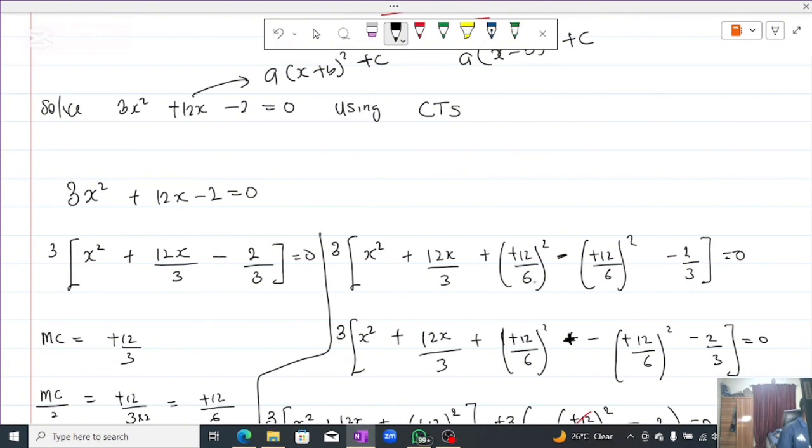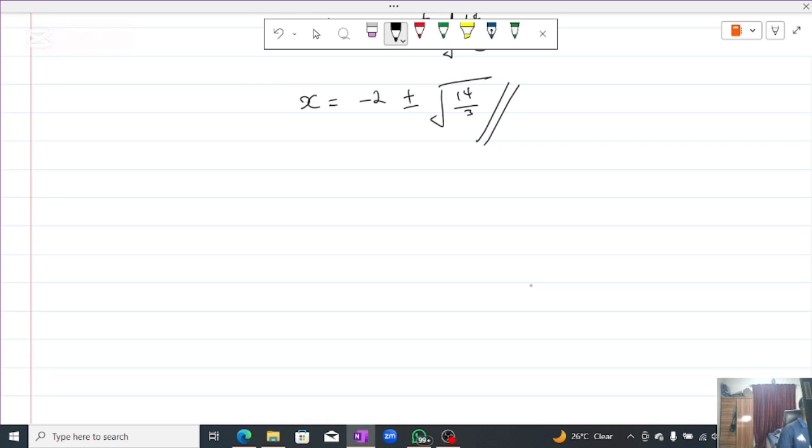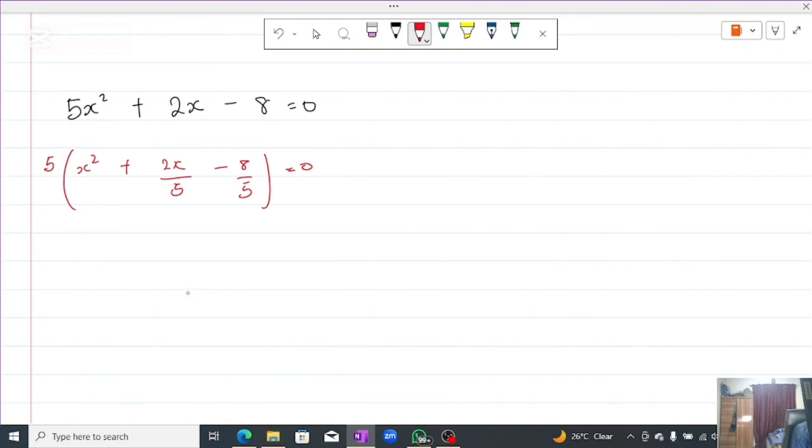Now I want us to try the last one, and then we can call it a day from my own end. Now let's try this last question, which is 5x² + 2x - 8 = 0. Now it is very important that we follow the same process. Let's factor out. Then I have x² + 2x/5 - 8/5 = 0.